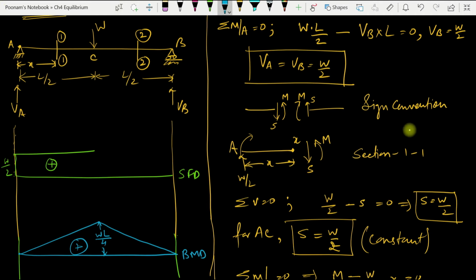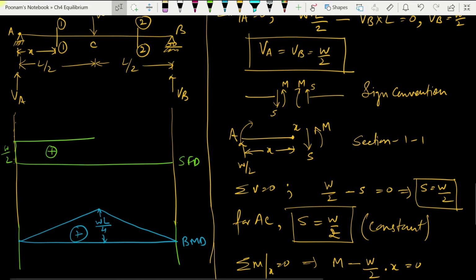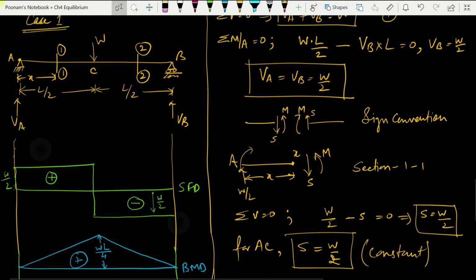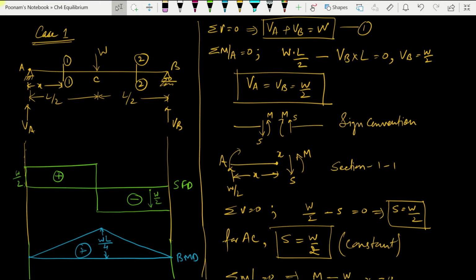and the W force, the external force, is acting downward. So the action of W here at point C will bring my shear force diagram vertically downwards, and the rest of my shear force diagram will be negative, but its value is equal to W by 2. So the magnitude is W by 2. So this is my shear force diagram and bending moment diagram for a simply supported beam subjected to a point load at the midpoint.